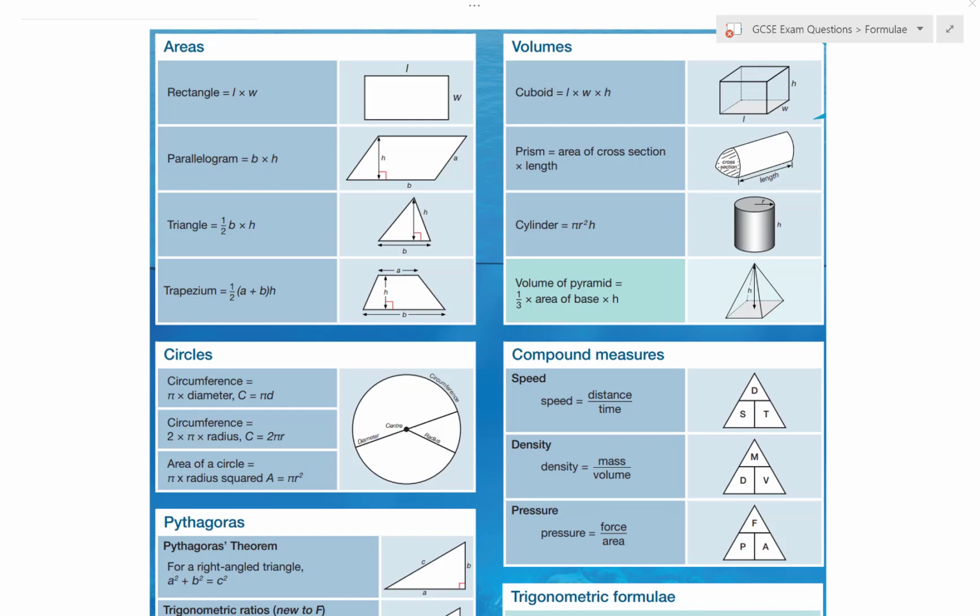Hello and welcome back to the second part of using formulae in exam questions. In this video I'm going to go through some exam questions and I'll show you how to use those formulae in those exam questions.